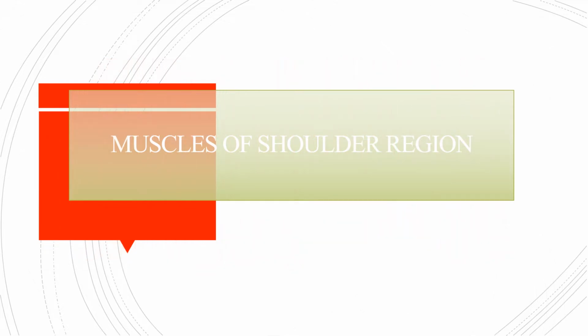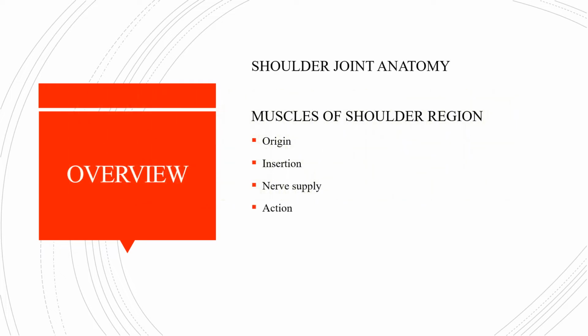Today we are going to discuss the muscles of the shoulder region. For knowing the muscles of the shoulder region, we have to know about the shoulder joint anatomy. And for knowing about a muscle, we have to know the origin, where the muscle is originating, and where it is inserting, so we can tell the insertion, then what nerve it is supplying, and then what is the action.